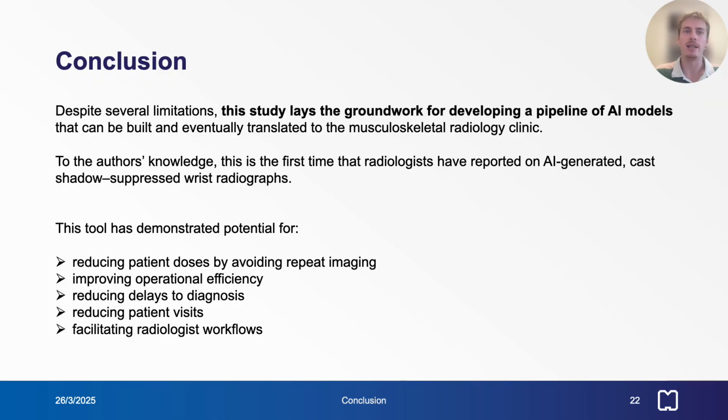So, despite many limitations, this study lays the groundwork for developing a pipeline of AI models that can be built and eventually translated to the musculoskeletal radiology clinic. And to our knowledge, this is the first time that radiologists have reported on AI-generated cast shadow suppressed wrist radiographs. This tool has demonstrated the potential for reducing patient doses by avoiding repeat imaging, improving operational efficiency, reducing delays to diagnosis, reducing patient visits, and facilitating radiologist workflows.